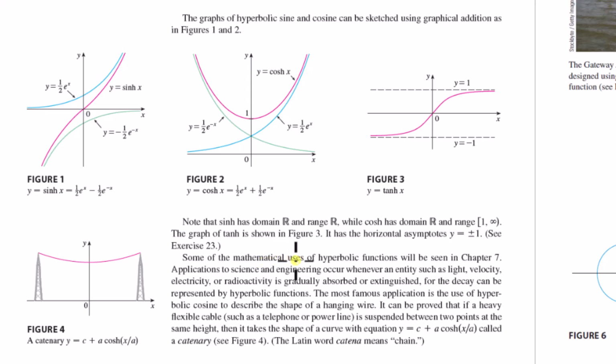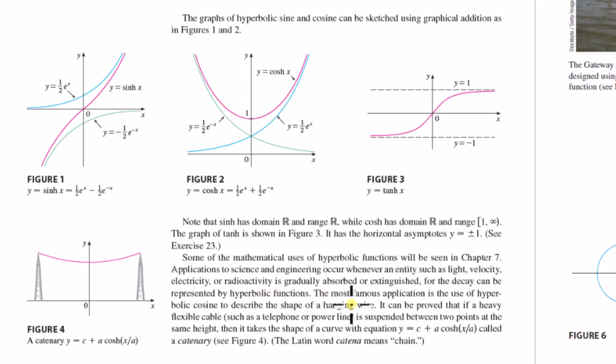Some of the mathematical uses of hyperbolic functions will be seen in Chapter 7. Applications to science and engineering occur whenever an entity such as light, velocity, electricity, or radioactivity is gradually absorbed or extinguished. For the decay can be represented by hyperbolic functions.